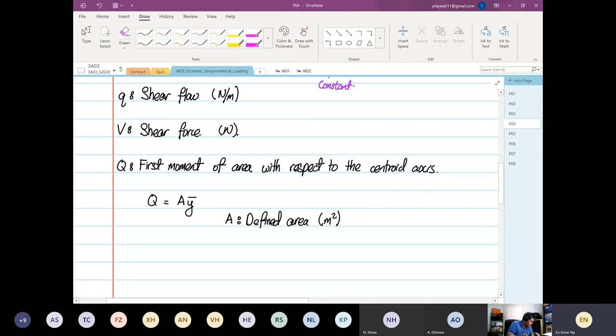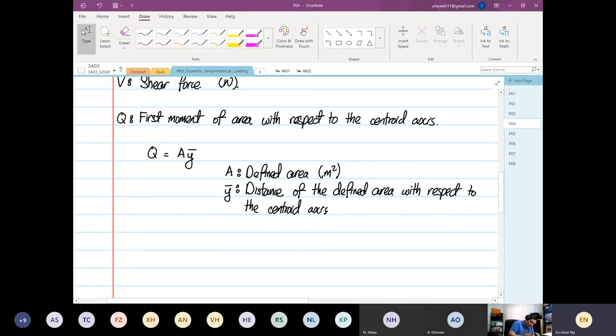Again, A is in meters squared, and y bar is the distance of the defined area with respect to the centroid axis. And finally I, like you guys have known this, is the structure's global second moment of area.